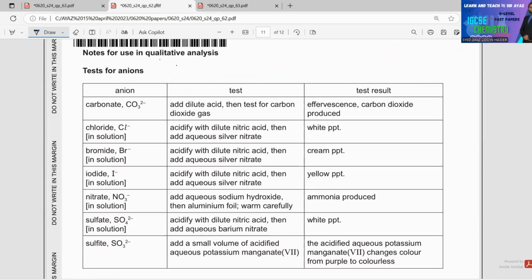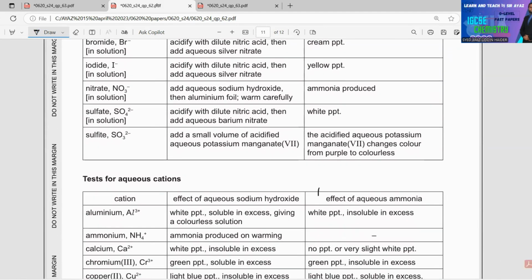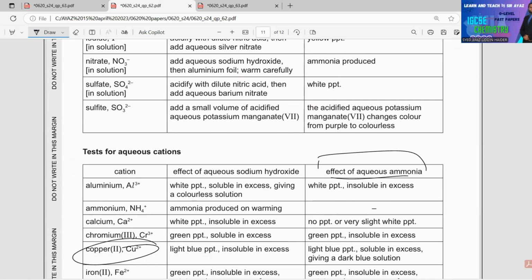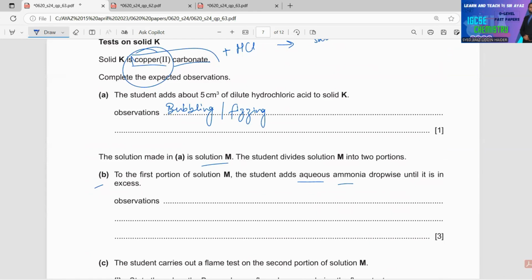Here's the test for cations. If you look at the test for cations, effect of aqueous ammonia, where is Cu2 plus? Here is Cu2 plus. You'll get light blue PPT, which is soluble in excess, giving a dark blue solution. So you'll write what? Blue PPT. Soluble in excess, soluble or dissolve in excess, to give dark blue solution.